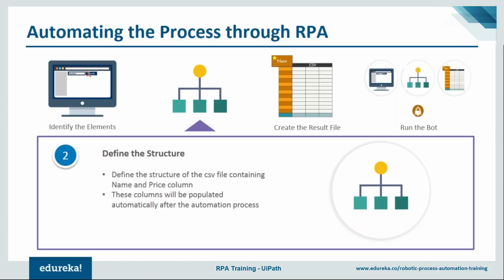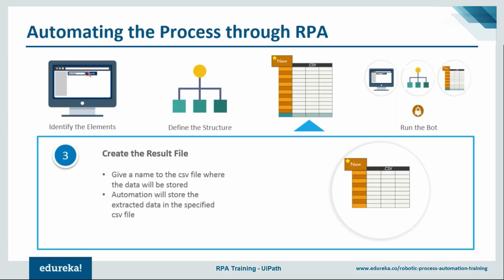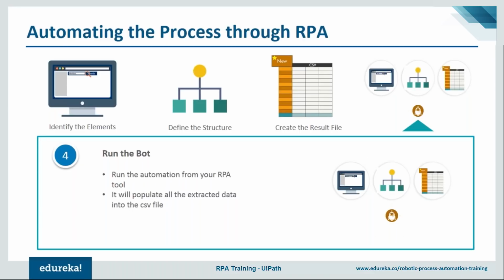It becomes easier to manage. If you take our example, you want a column for name and a column for price. Once you have defined the structure, you will move on and say, okay, this structure now has to be stored inside this particular file. This is where you will be doing that. And towards the end, you will run this whole set of steps that you have aggregated through a bot. So this is what we are going to do.